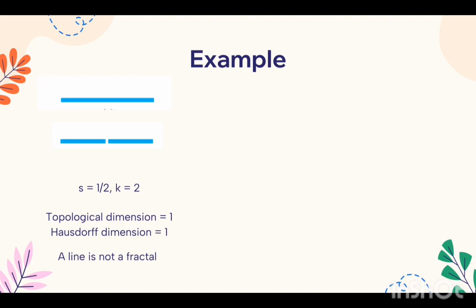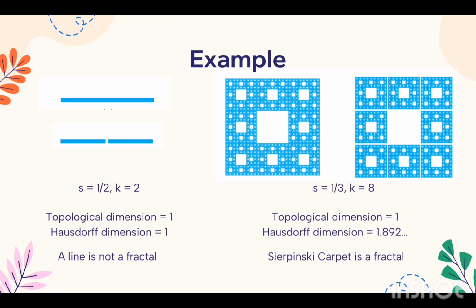Following the example before, we can see that a line has a topological dimension of 1 and Hausdorff dimension of 1. Therefore, a line is not a fractal. For the Sierpinski carpet, it is given and has been proven that the topological dimension is 1, while the Hausdorff dimension, following the formula, is approximately 1.892. This means that the Sierpinski carpet is a fractal.